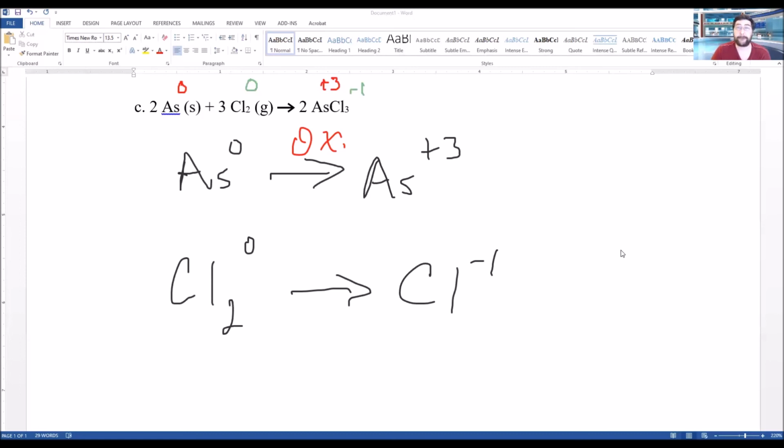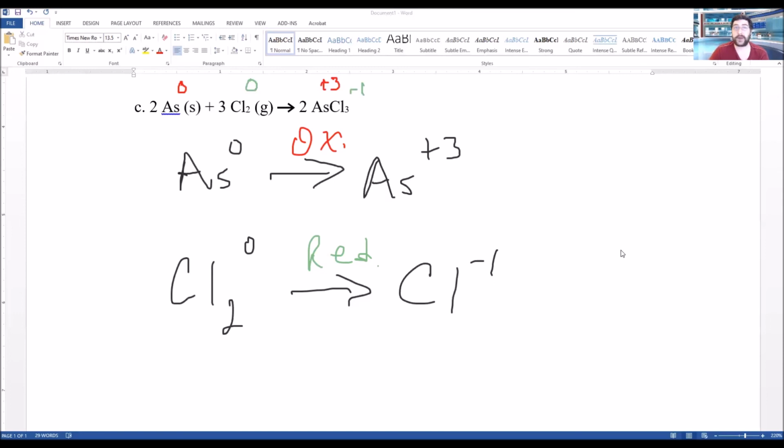So we got more negative. We went from 0 to a -1 charge. So that means we gained electrons. So reduction, or gain electrons, reduced. Okay. So hopefully that's what you came up with when you tried this problem out yourself.